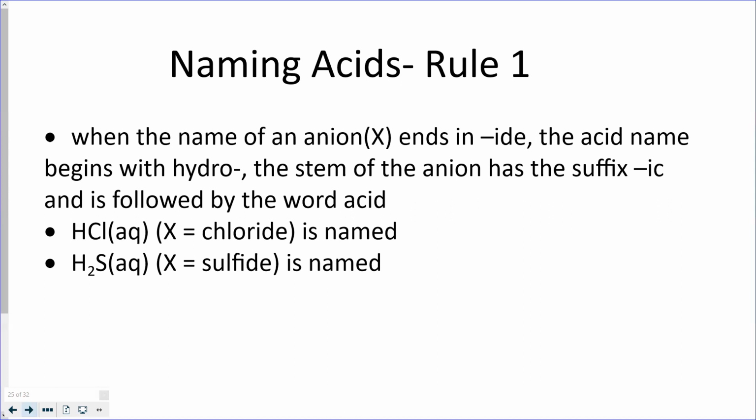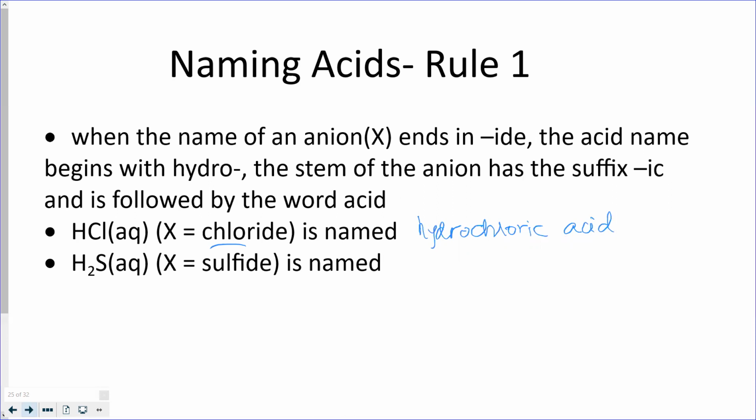So HCl, it's an acid because it starts with hydrogen. Cl is chloride. So when we're naming it, we're going to have the prefix of hydro, the main part of the name, this chlor part, and then it's going to end in ic, acid. So HCl is going to be hydrochloric acid.